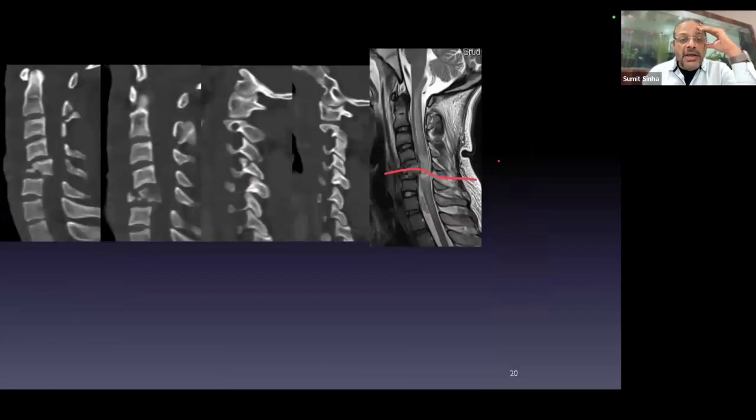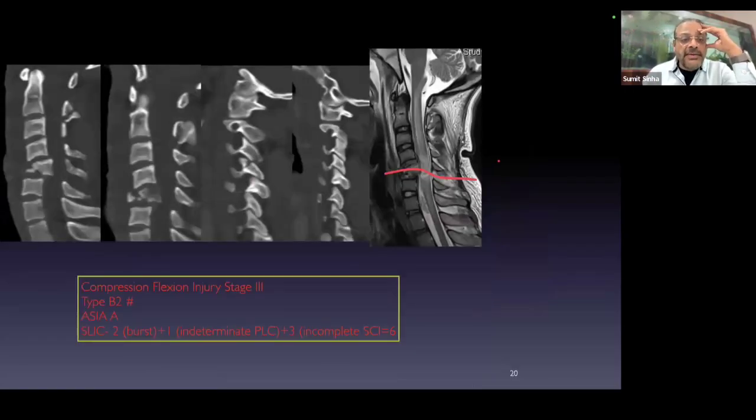Now, this is again a type B2 injury, which you can see. This is an osteoligamentous disruption. In the MRI, I have shown with the red line, there is a hyperintense signal at the posterior tension band, and there is a destruction of the vertebral body at C5.